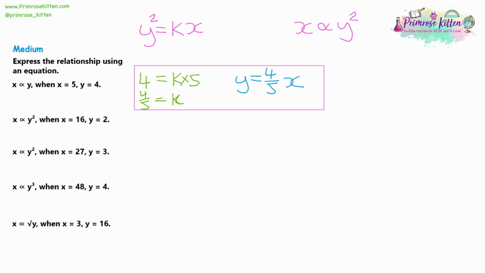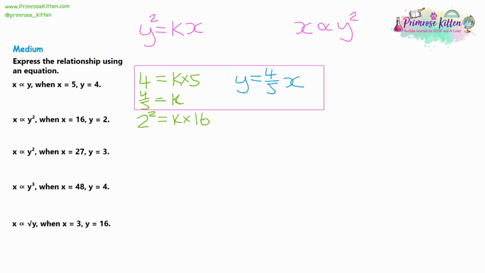And once we figure that out, we're going to substitute as normal. So we know that y is 2, but that y is being squared, so we need to write 2 squared. Then we've got the k, as usual, being multiplied by the x, which is 16. And again, we're going to use our solving equation skills to work out what k is.